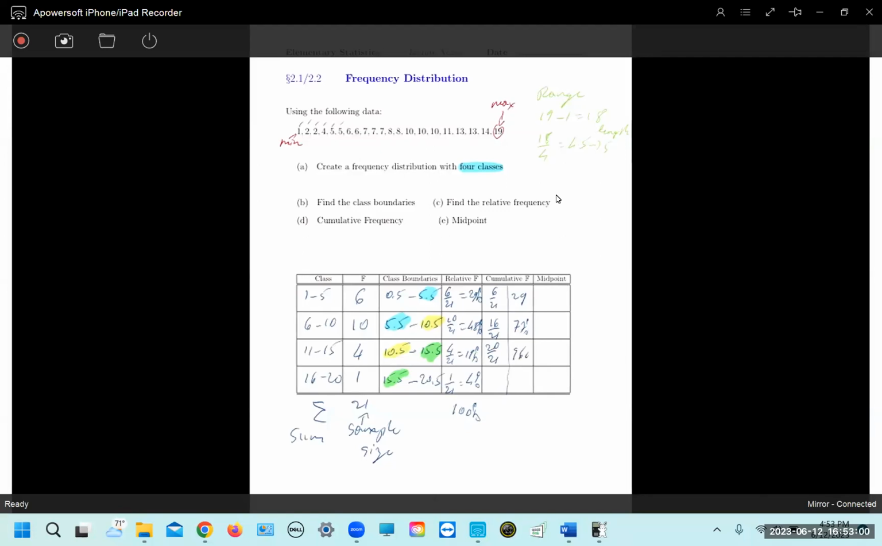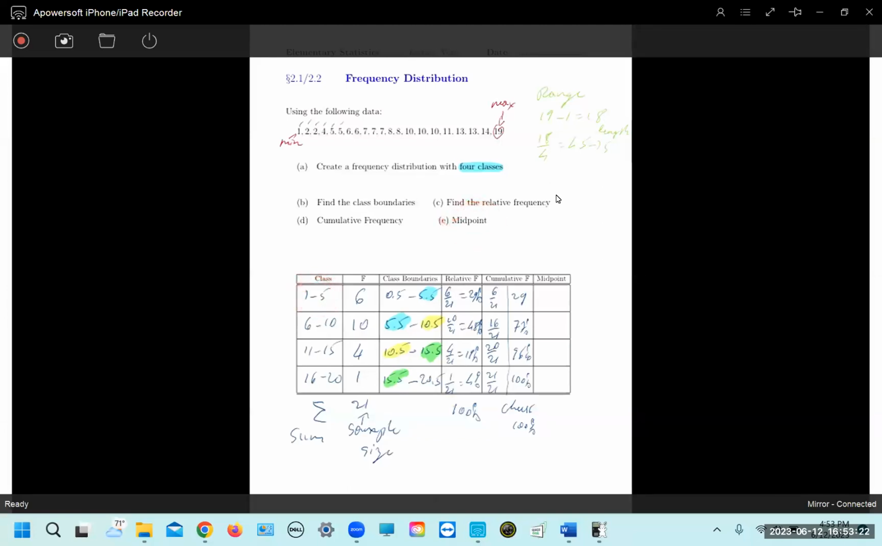So 96%. And we have 21/21. This one's 100%. So this one we should check. Should be 100%. Okay. And then right now is the midpoint.